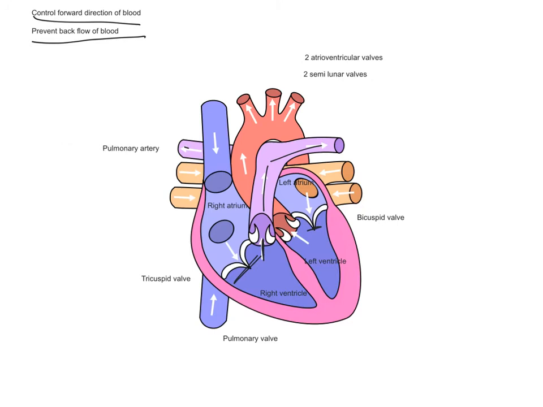The left semilunar valve is called the aortic valve, which is located just here. The aortic valve exits the left ventricle into this tube up here, which is called the aorta.